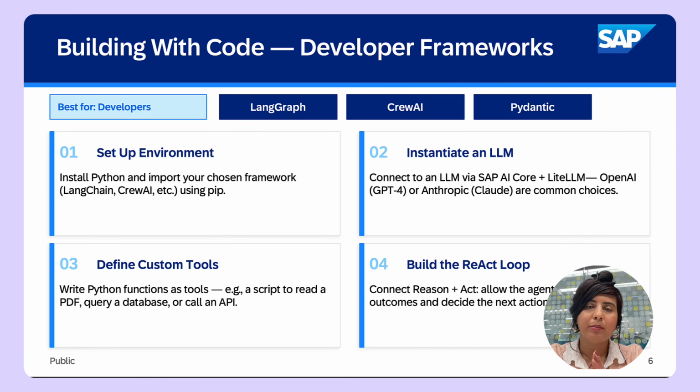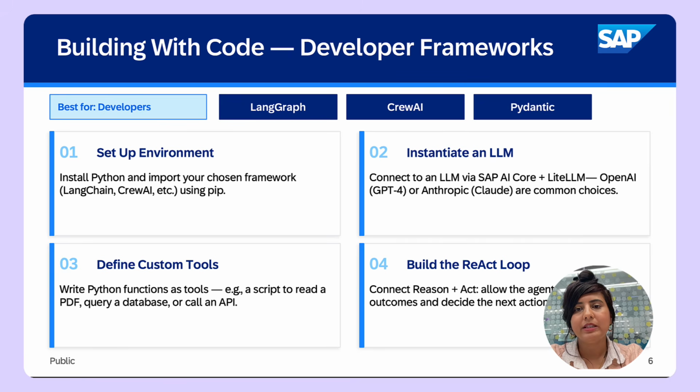Then another approach to building AI agents is building with code from scratch using developer frameworks. It is best for developers, and open source Python libraries and frameworks like LangGraph, CrewAI, Pydantic AI are available for us to develop agentic workflows. First and foremost step is to set up the environment. We need to install Python, which we will be doing in this session, and then in the next session we shall see how to import our chosen framework, LangChain or CrewAI, using the Python package manager, pip.